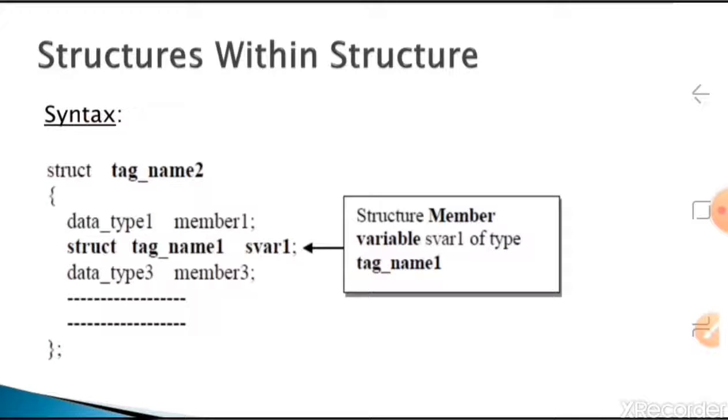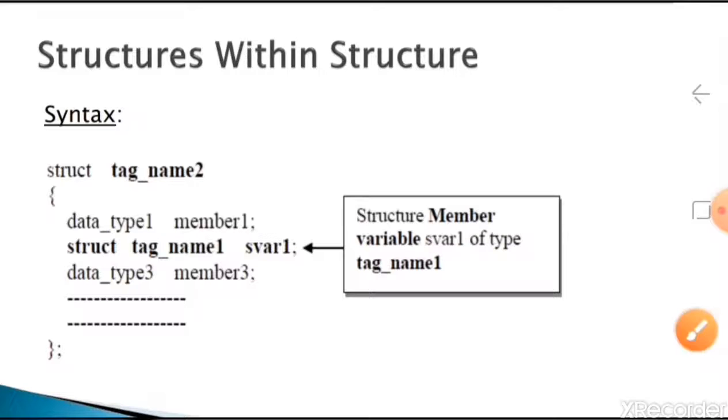Now we'll study a new topic: structures within structures. Here, a structure variable can be declared within a structure definition. Let's see the syntax. struct tag_name2. If you observed, we are giving tag name 2, which means one structure is already defined. That structure variable we are going to use inside this tag name 2.